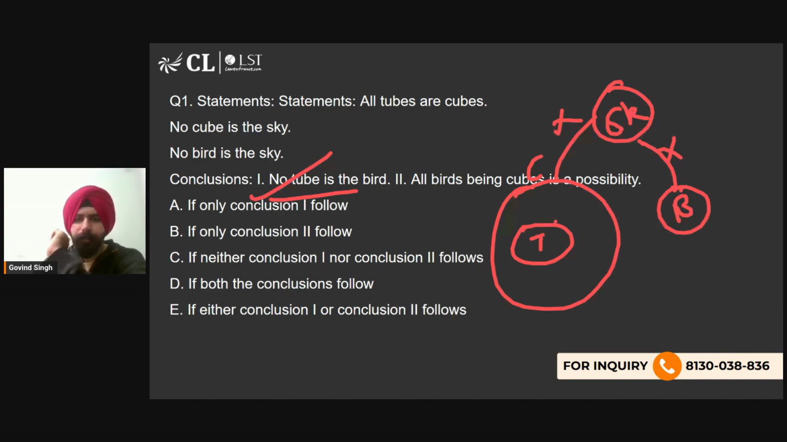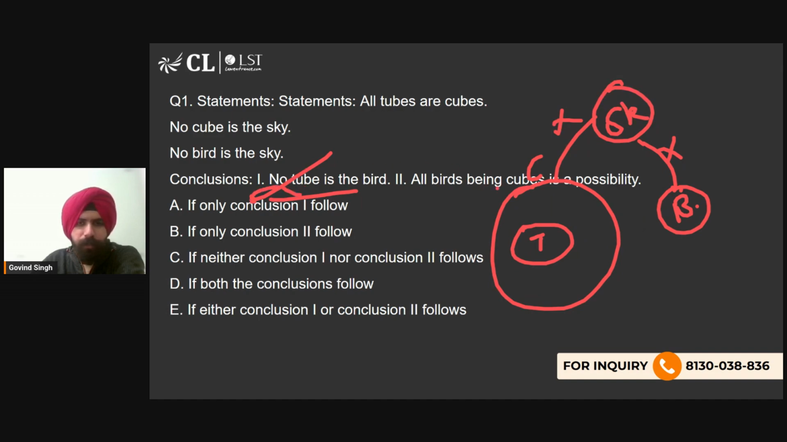So if we cannot determine it, we would not mark it true. We can only mark a conclusion true if we can determine it. That no tube is the bird. Can we say no tube is the bird? This is tube, this is bird. No tube is the bird. We can't really say. I mean, there can be an overlap like this. So can't really say, and this conclusion would not follow.